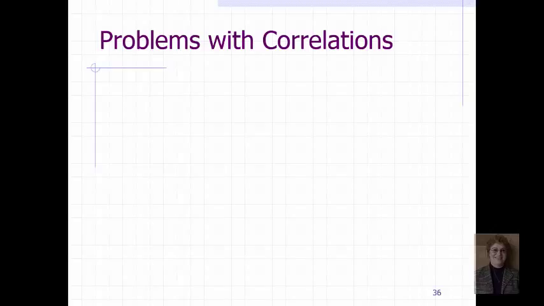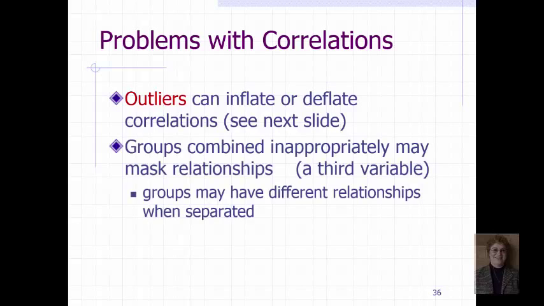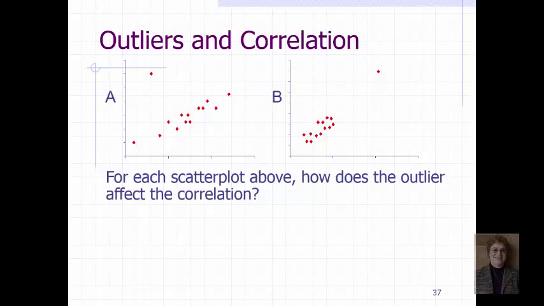Problems. Outliers can inflate or deflate those correlations, and when we combine groups we might inappropriately mask relationships. For instance, the rural and urban provinces in China make a big difference, and those groups have different relationships when separated. Here is a picture of what we mean.